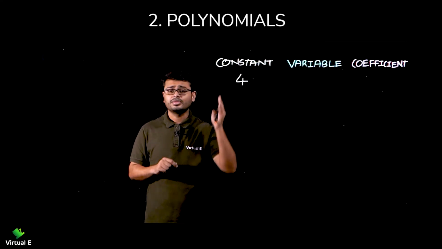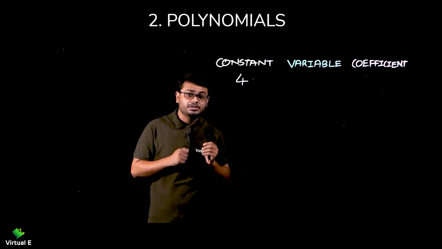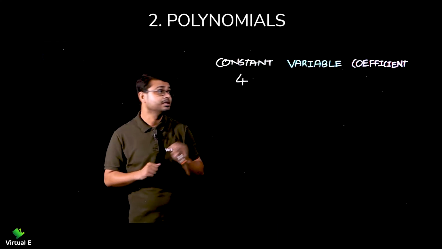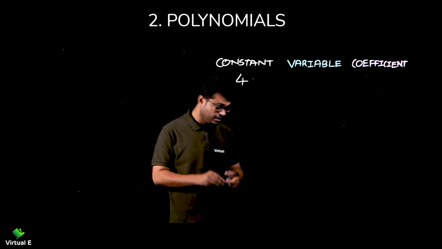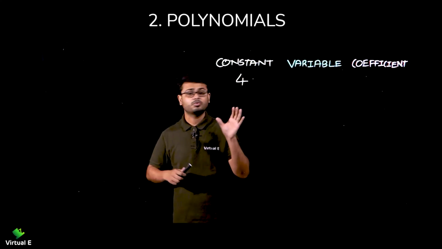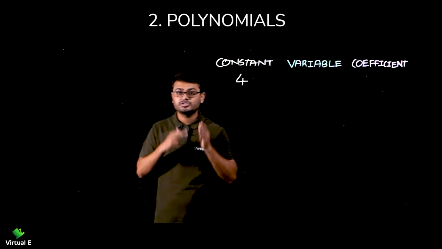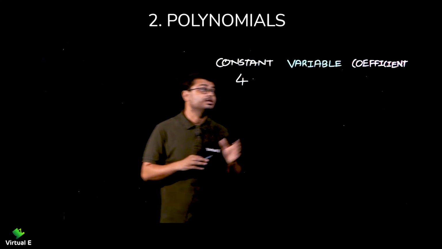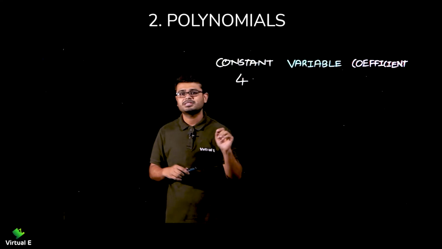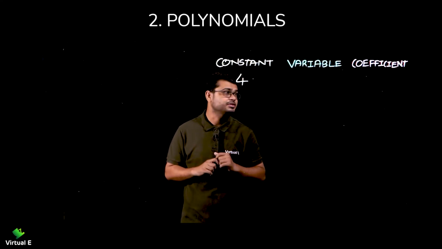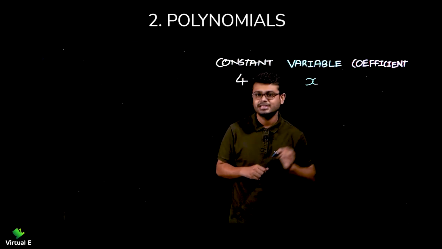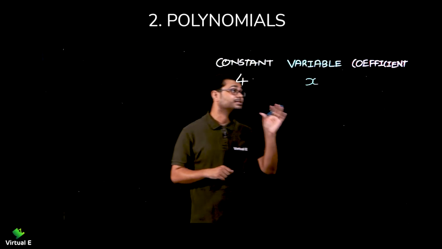So this kind of thing is called a constant. 4, 3, 2, a negative number, you can also take fractions and decimals as well. Now come to the variable. Variable means varying, changing, which can change. So we denote variables by alphabet in small letters. In our case, let's take x. x is the alphabet.